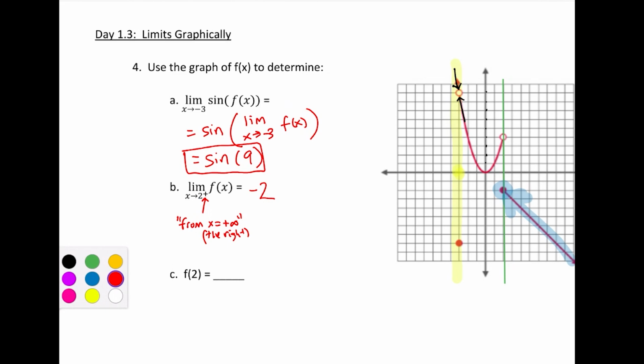Part C wants the value of the function at x equals positive 2. And basically, we're just going to be looking here. This is where x is 2. So the value of the function, you're going to report back that closed dot here. That indicates that the function is defined there. So this one's also going to be equal to negative 2.